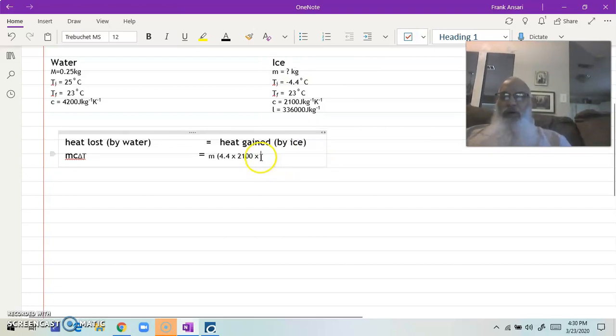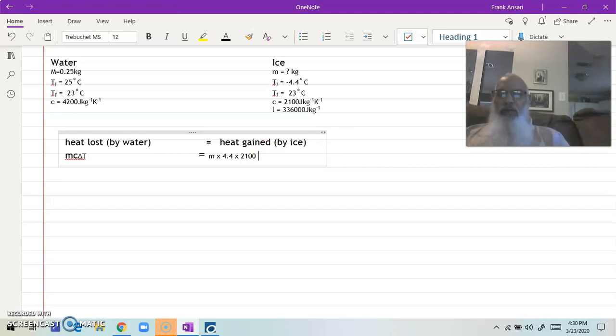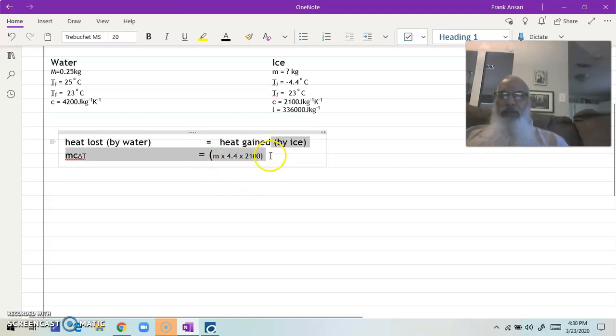Okay, and so now that is temperature times mass. Or, you know what, I'm going to put mass in here for now, just so you can see what's going on. Okay, so we have that. I'm not going to worry about that.